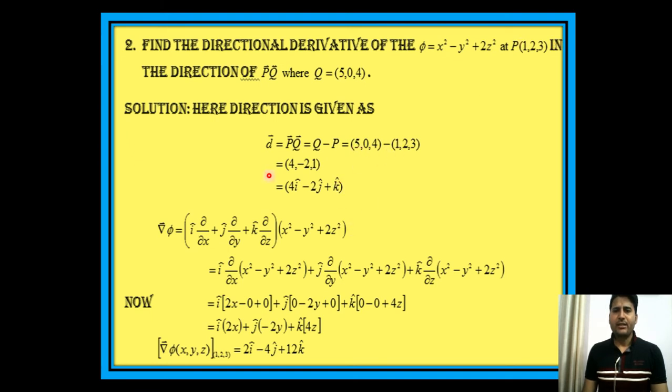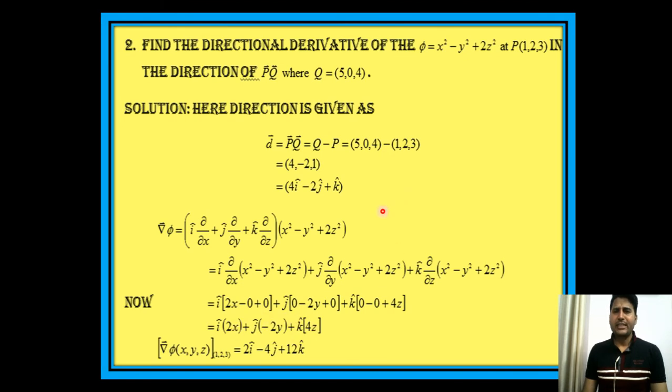Subtract. So 5 minus 1 is 4, 0 minus 2 is minus 2, 4 minus 3 is 1. Now write in terms of ijk, so 4 times i, minus 2 times j, 1 times k. So this is the given direction. Now first of all we need to find del phi. What is phi here? This is the surface phi. So del phi, del into phi, do the product for each function. Now its derivative for x will be 2x, 0, 0. For y, 0, minus 2y, 0. For z, 0, 0 and 4z. So this is what I am getting as del phi.